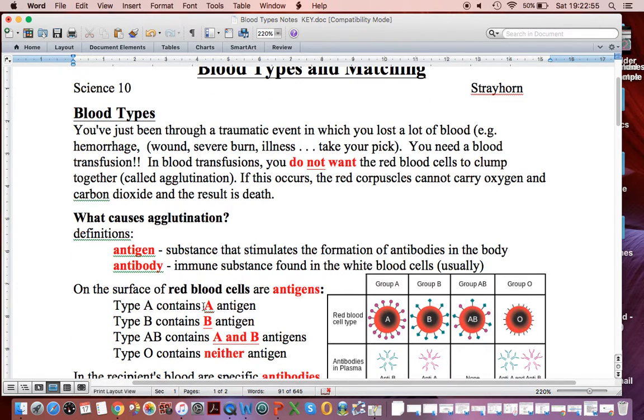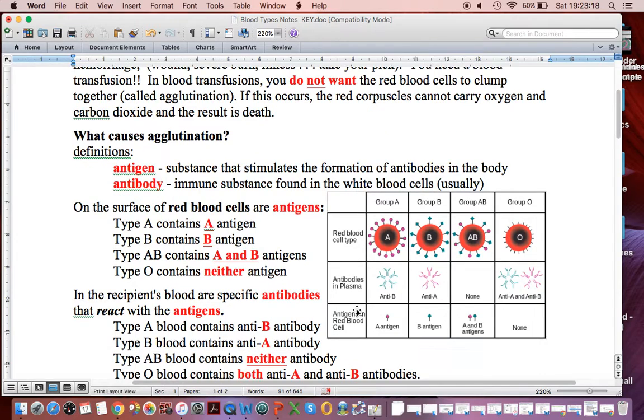So if you have type A blood, that means in your red blood cells you have A antigens, and you can see them sticking out here. If you have type B blood, you have B antigens sticking out. If you're type AB, it means you have both types, both type A and B antigens sticking out of the surface of the red blood cells. And if you're type O, you don't have either of those antigens sticking out of the red blood cells.